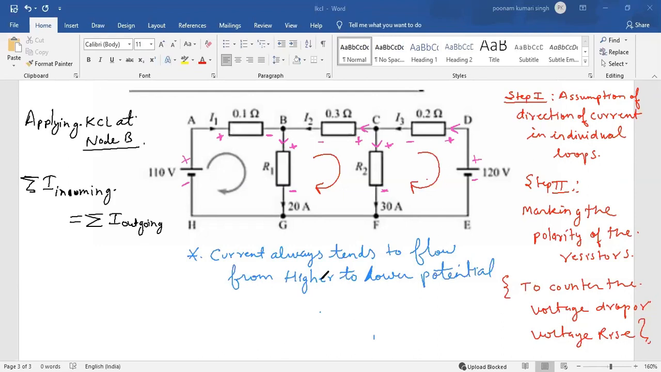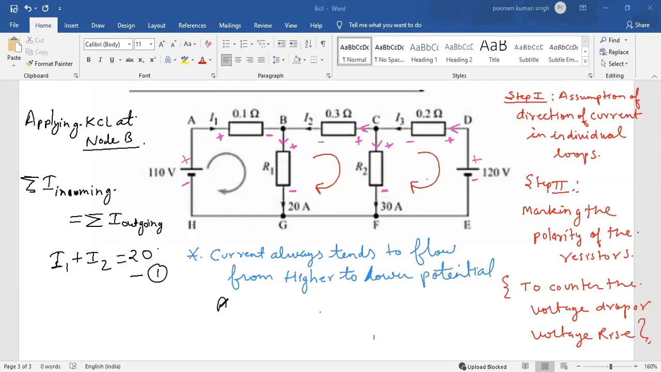I1 and I2, correct. So you can see here I1 is coming like this and I2 is coming like this. So incoming is I1 and I2. What about outgoing? Can you tell what is the outgoing current here? So you can see that it is incoming like this and outgoing is like this, 20 amps. So it is 20. So your first equation is this one. Okay, so this is my first equation.